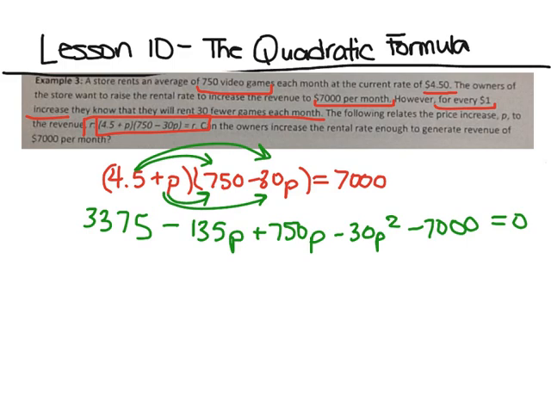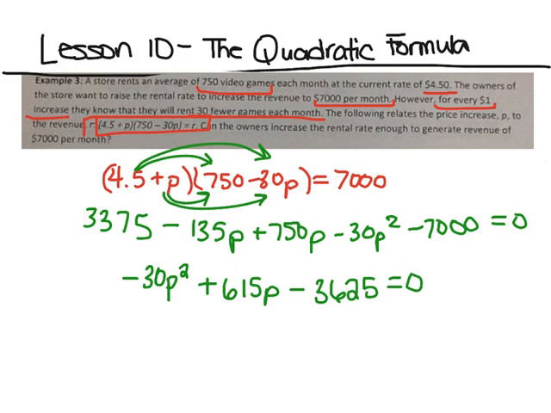Simplify this, and you should get negative 30p squared plus 615p minus 3,625. Now we're going to simplify because it makes it easier when we use the quadratic formula. So we're going to divide everything by negative 5, so both sides. Now because we divide both sides by negative 5, we can get rid of that negative 5 altogether.